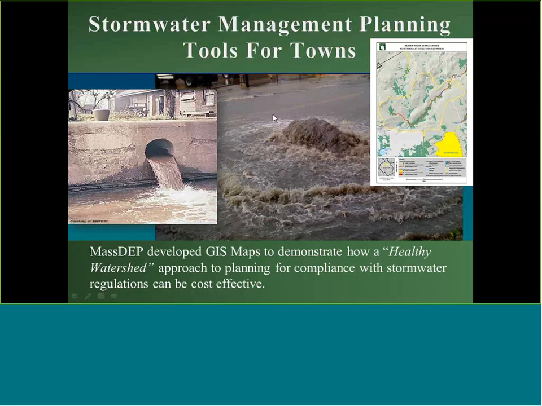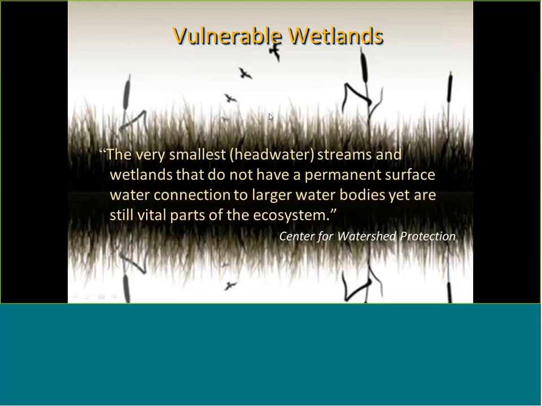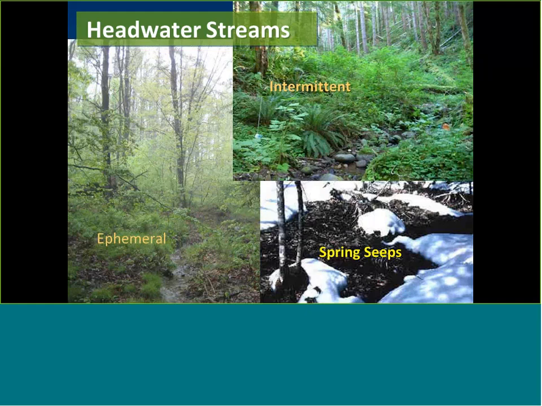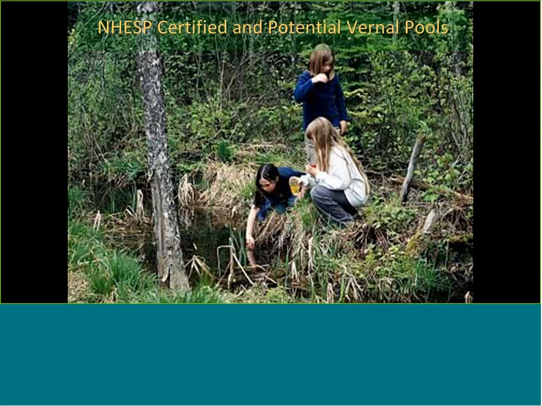The Center for Watershed Protection defines vulnerable wetlands as the very smallest streams and wetlands that don't have a permanent surface water connection to large water bodies but are still vital parts of the ecosystem. These wetlands are sensitive to slight changes in hydrology, water quality, and particularly to stormwater pollutants. Vulnerable wetlands are defined for our project to include headwater streams, certified and potential vernal pools.